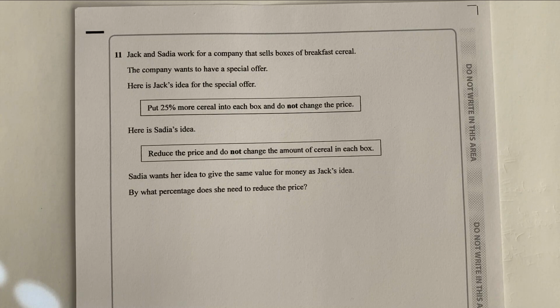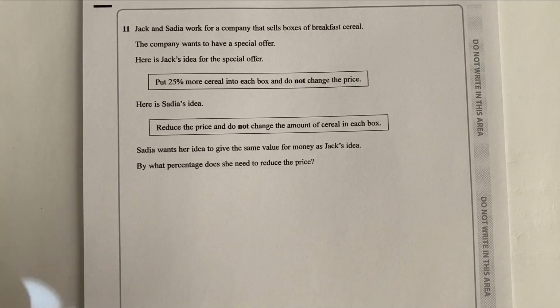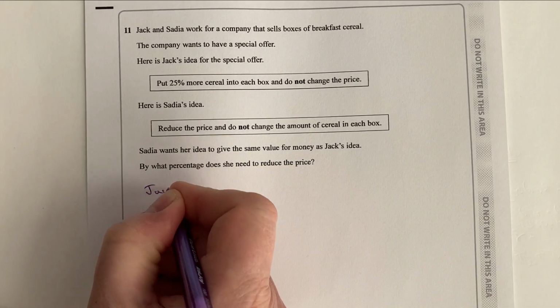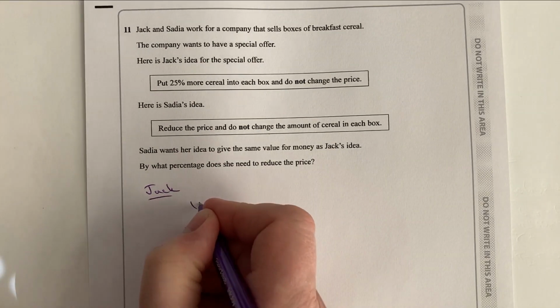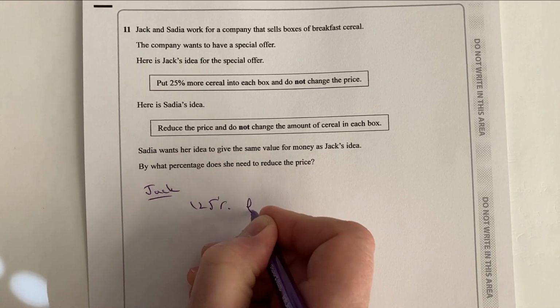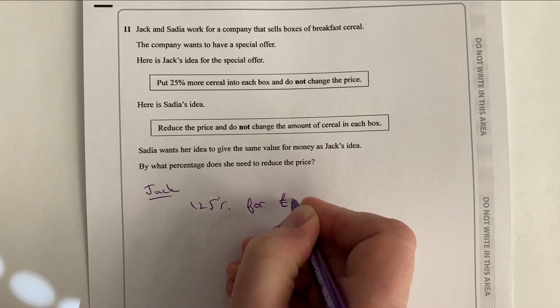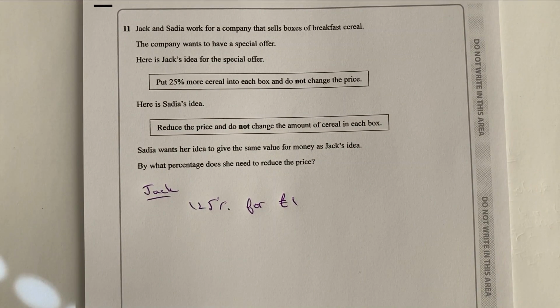Okay, so Jack says put 25% more cereal into each box and do not change the price. Fine. So in other words, what Jack is saying is that let's say the cereal is £1. Well, we're going to get 125% for £1. That makes sense, doesn't it? Hopefully. So let's just work through that a little bit, because it's 125% for £1.